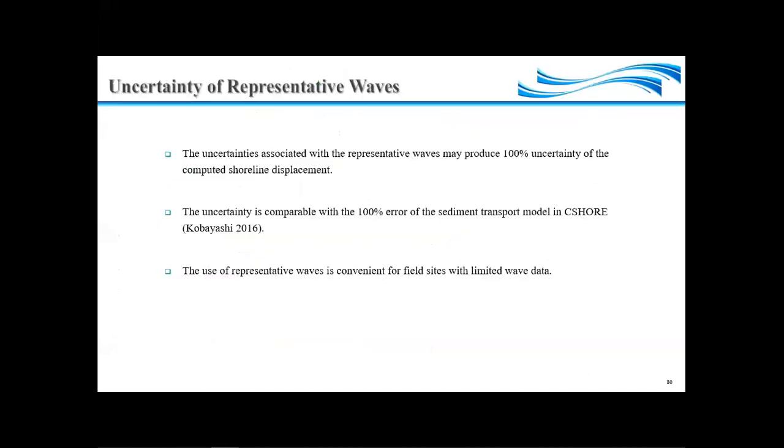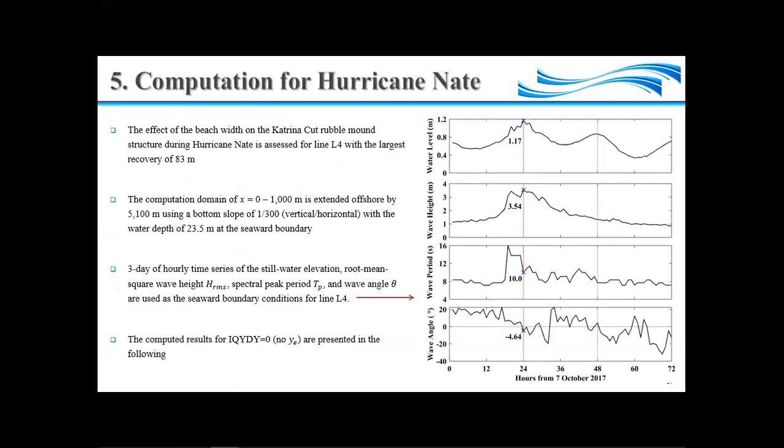And then, what do we do? Sand came back and the beach is getting wider. Then what happens to the structure? So this is when Hurricane Nate occurred. This is the water level. So during a storm, the water level becomes high and the wave height becomes, this is a 3.5 meter high wave height. Then the period is 10 seconds, but it can be as large as 16. This is the wave direction. And we use this to compute.